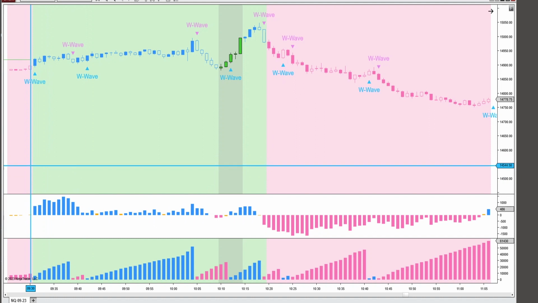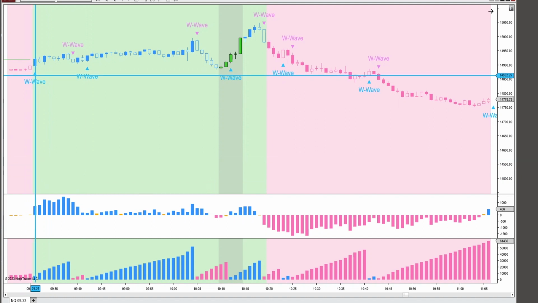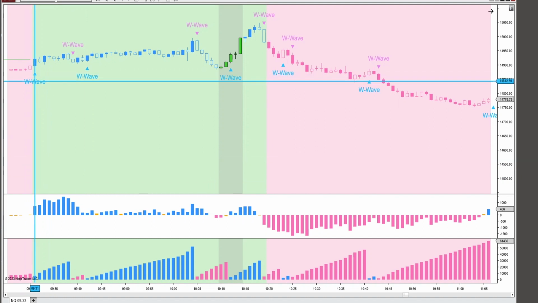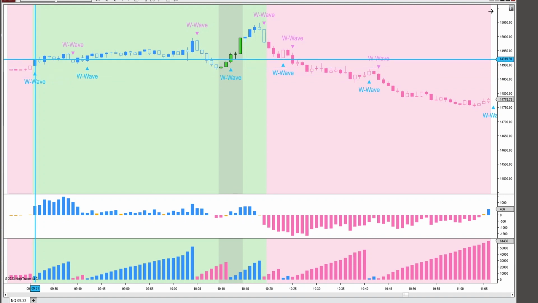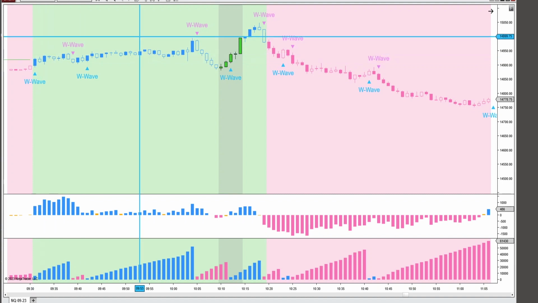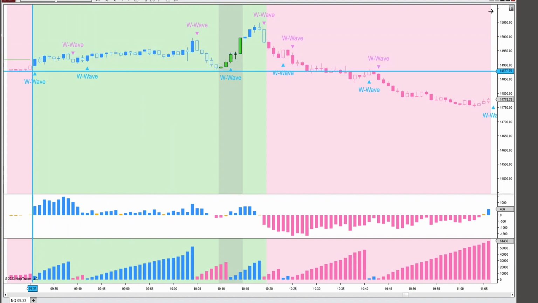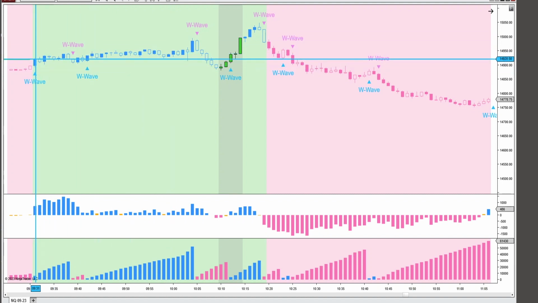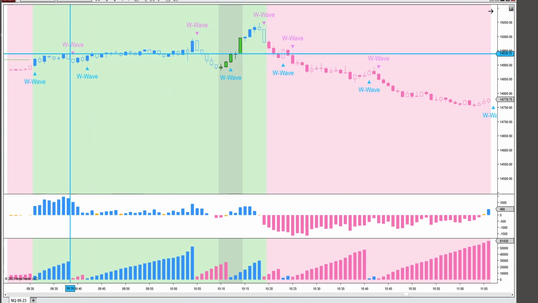Right here, New York Open, we've got cumulative delta going up. We've got a W wave signal. We had some bigger moves on Friday, and even though we were kind of ranging most of the morning, if you would have bought at the close of this candle, there's still a 20-point move within 6 or 7 minutes.